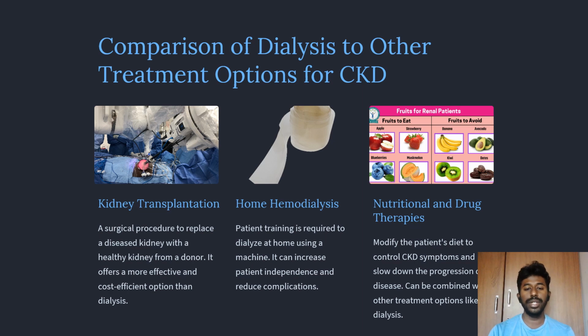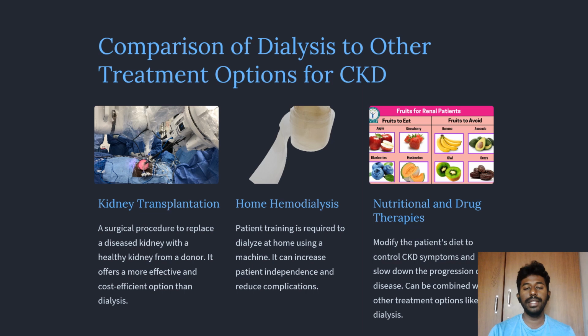So let's now move on to the next one. Home hemodialysis. In this treatment, patient training is required to dialyze at home using a machine. It can increase the patient's independence and reduce complications. So let's see the last one, nutrition and drug therapies. In this treatment, we need to modify the patient's diet to control CKD symptoms and slow down the progression of this disease. This treatment can be combined with other treatment options like dialysis.